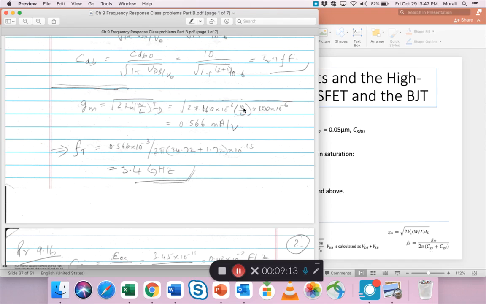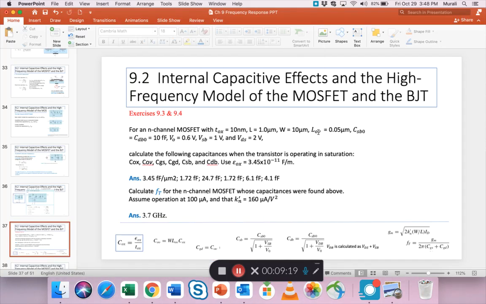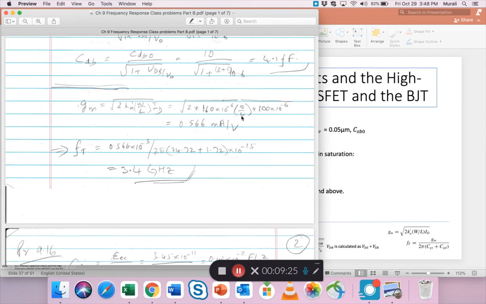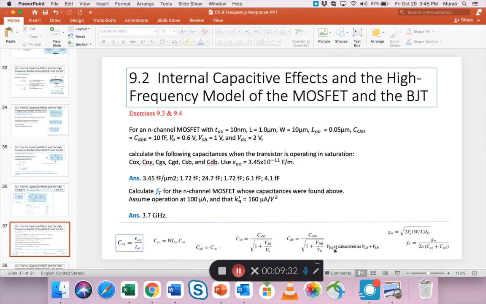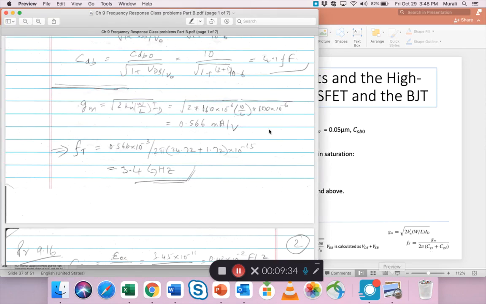W by L, which is 10 by L. L is given too, right? L is 1. So that should be 10 by 1. I'm sorry, yeah. Times ID. ID is 100 microamps, so that's given. So GM, you have all the values, and this is 1 again at the bottom. So that's 0.566 milliamps per volt.